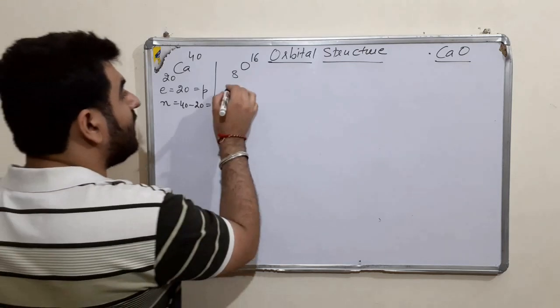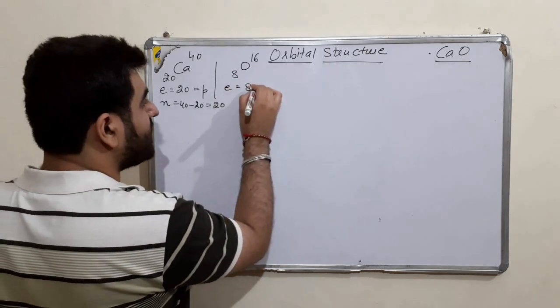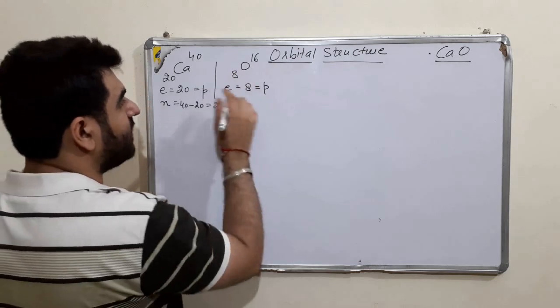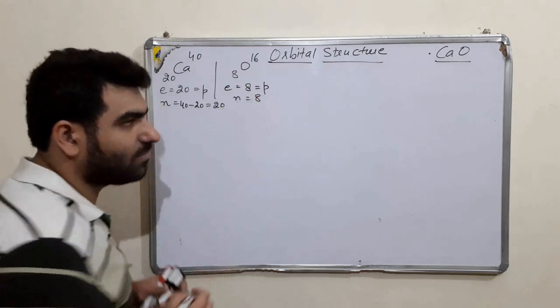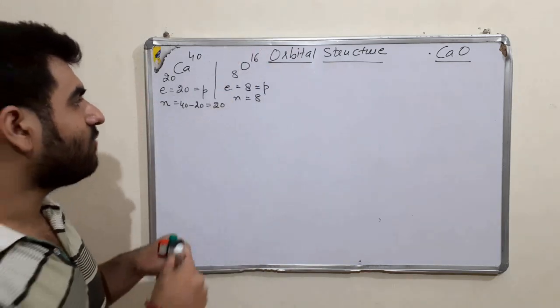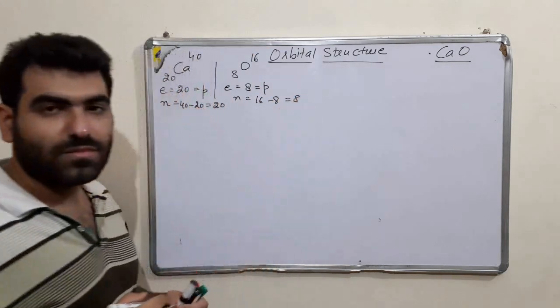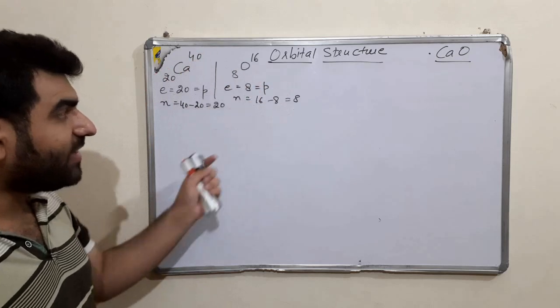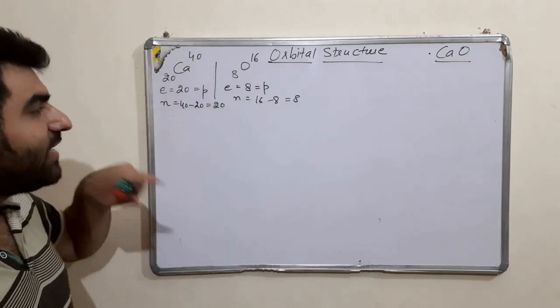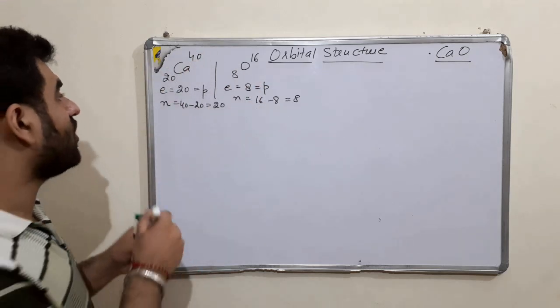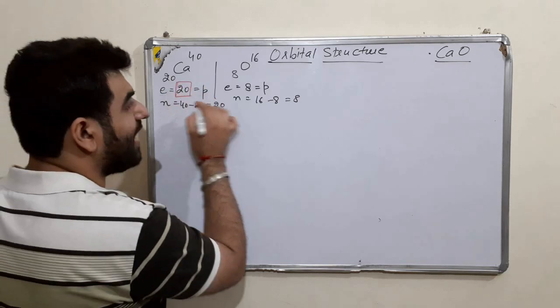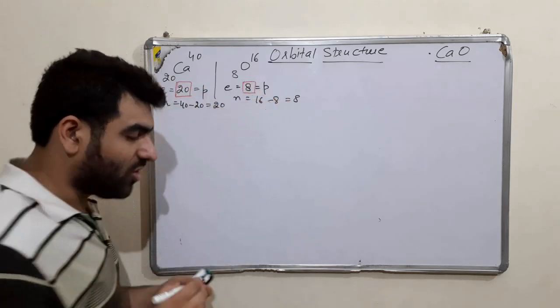Let us come to oxygen. How many electrons? 8. How many protons? 8. How many neutrons? 16 minus 8 would be 8. Now we have the entire information. Write down the electronic configuration, which is on the basis of electrons.